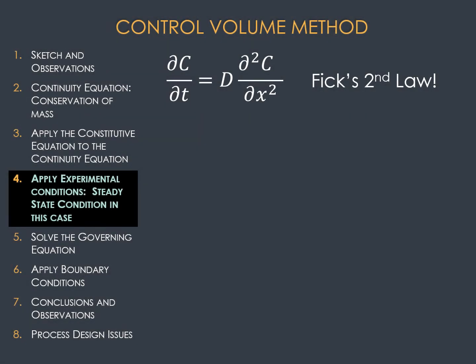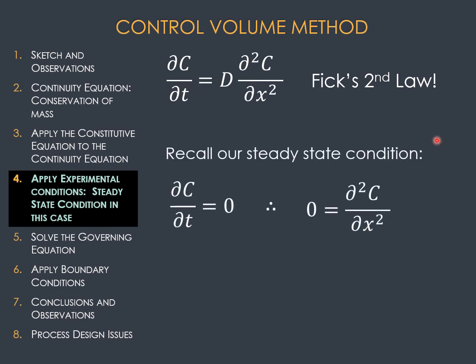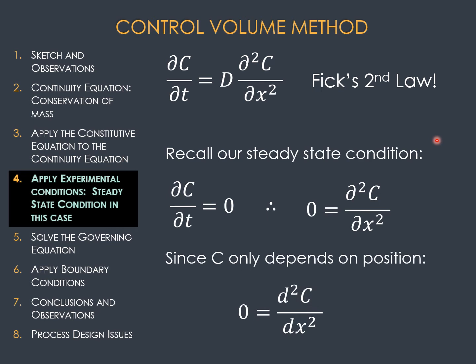All right, so let's continue on with this control volume method. Last time we found Fick's second law, and so we want to go ahead and continue on with that. All right, we applied the experimental conditions, dc/dt is equal to 0. We got our governing equation of 0 is equal to the second derivative of c with respect to x. And this was an ordinary differential equation. Okay, we saw that last time in the previous video.